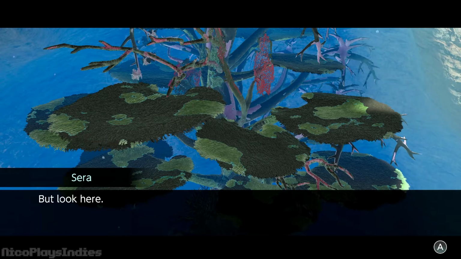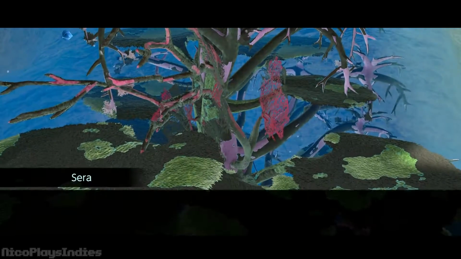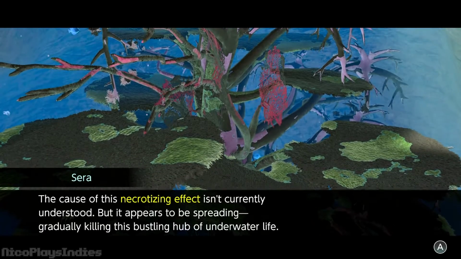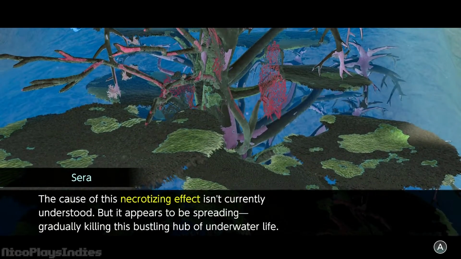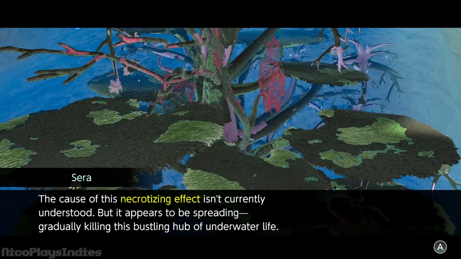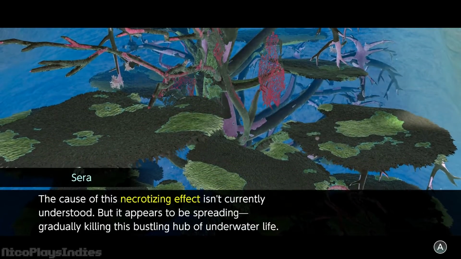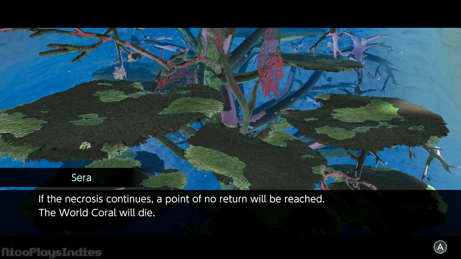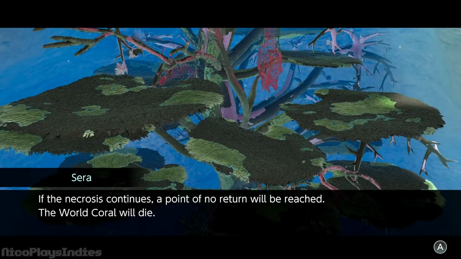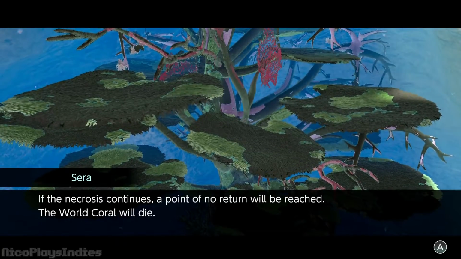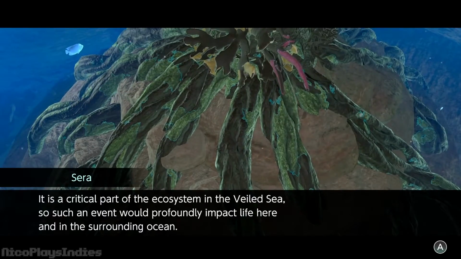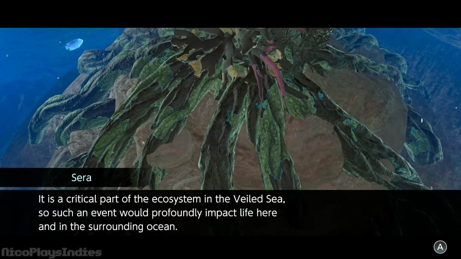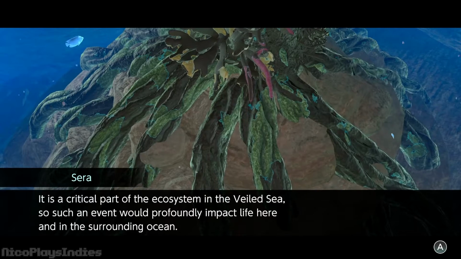But look here. Some parts of it are dying. The cause of this necrotizing effect isn't currently understood. But it appears to be spreading, gradually killing this bustling hub of underwater life. If the necrosis continues, a point of no return will be reached. The world coral will die. It is a critical part of the ecosystem in the Veiled Sea, so such an event would profoundly impact life here and in the surrounding ocean.